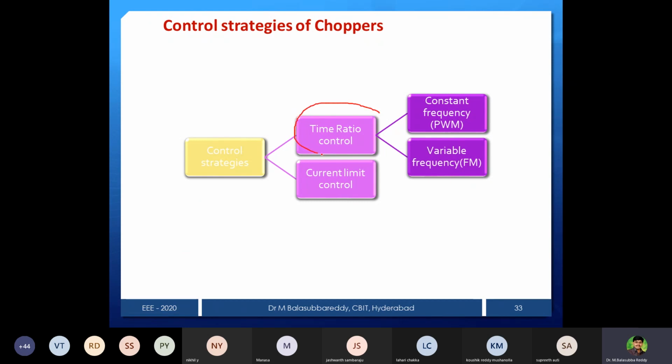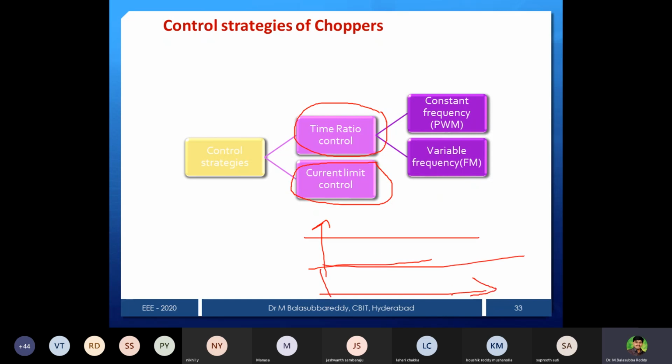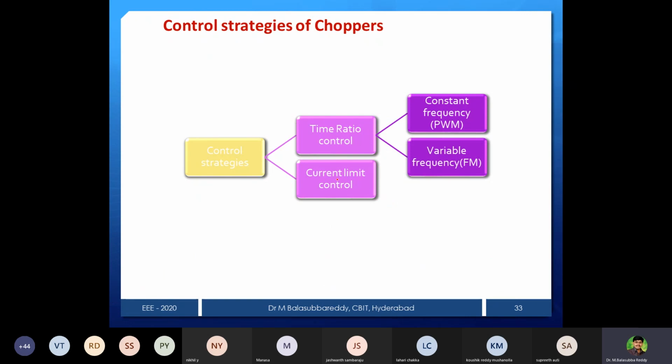Time ratio control is preferable, but whenever you want to operate your machine as a DC machine within limits, you use current limits. What is the current limit? It should have a minimum limit as well as a maximum limit. You don't want the current in the motor to vary outside the minimum and maximum. Then only you can use the current limit control method, controlling by minimum current as well as maximum current limits.